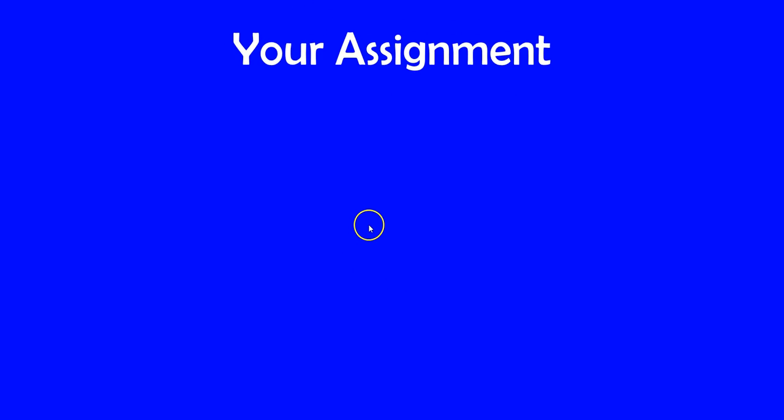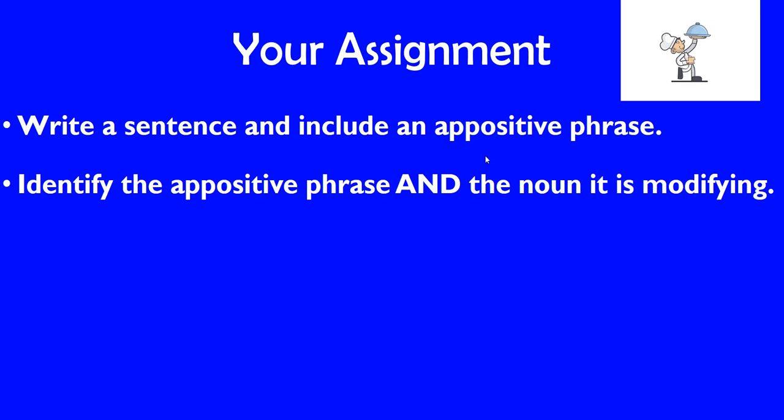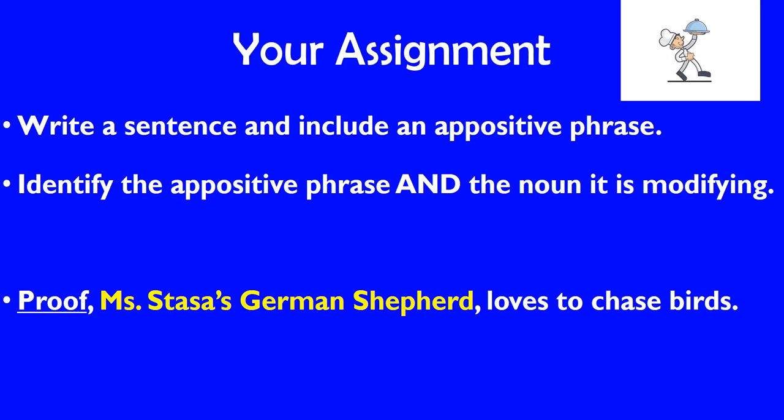Your assignment. You are to write a sentence and include an appositive phrase in the sentence. You're going to identify the appositive phrase and the noun it is modifying. So an example: Proof, Miss Stace's German Shepherd, loves to chase birds. In this sentence, Miss Stace's German Shepherd is our appositive. It's telling us about proof. It's set off with commas from the rest of the sentence.